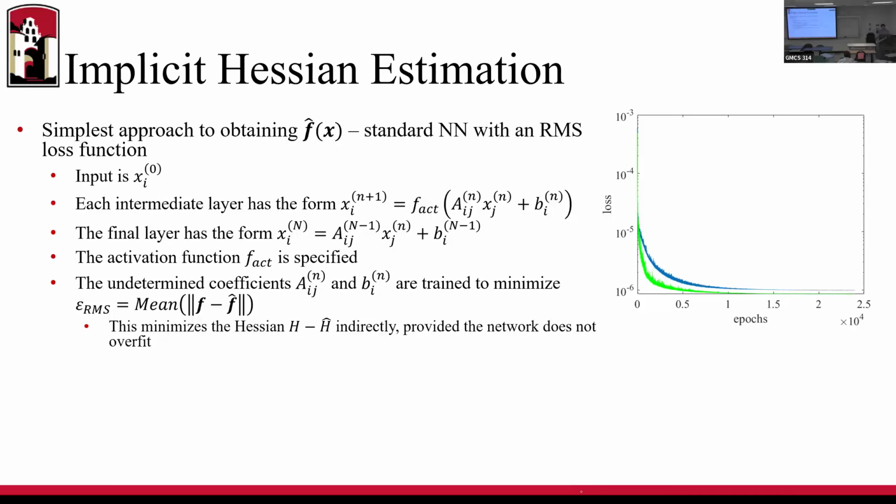Okay, so let's say we're doing a standard neural network training. Well, in that case, essentially what we're doing is we're trying to match the function f of x at discrete points. Now, this will only match the Hessian of f of x indirectly, provided that we make sure that we aren't overfitting.